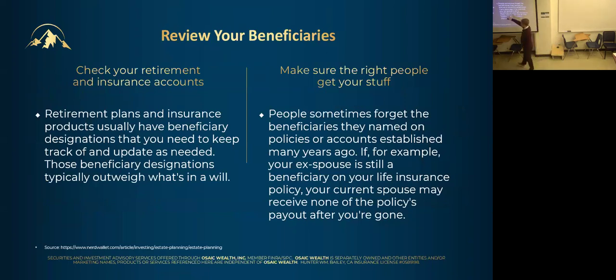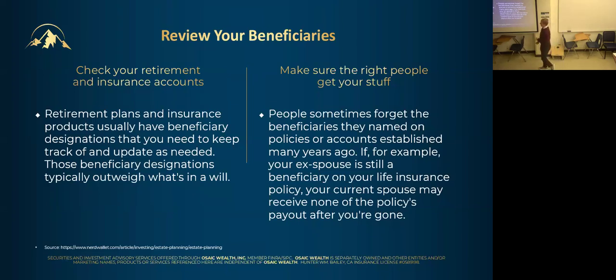So check retirement and insurance accounts. Retirement plans and insurance products usually have a beneficiary designation that you need to keep track of and update as needed. I mean, what happens if you still have, say, an ex-spouse as a beneficiary on a life insurance policy that you think is going to support your family, and it looks like Sharon got all the benefits, and your kids are not going to see any of that because they're not named. So you've got to make sure that things are updated and they are exactly where they need to be.